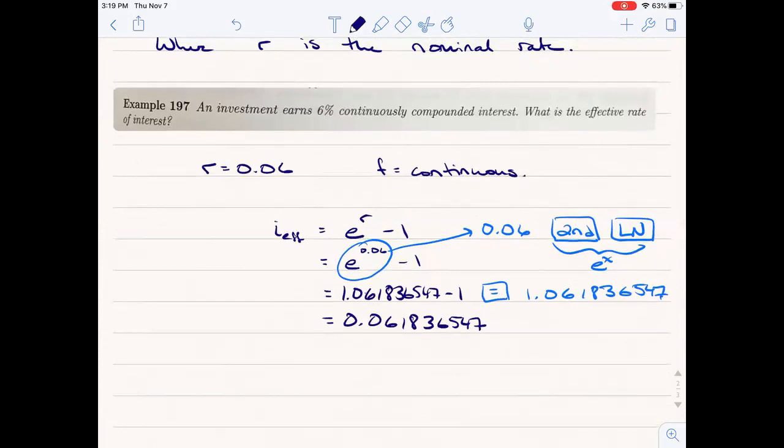Any questions about those? No? Cool beans. All right, so here's the meat and potatoes of it all.